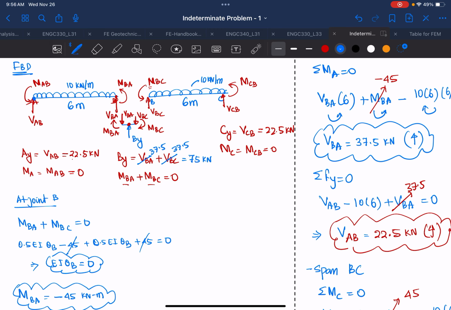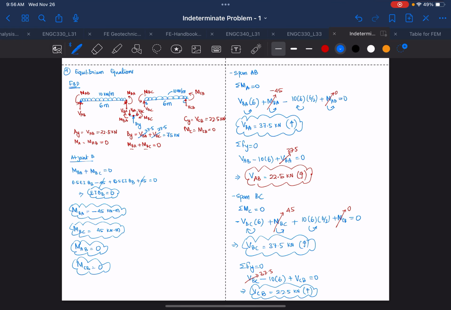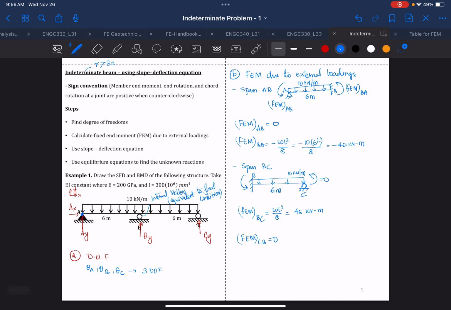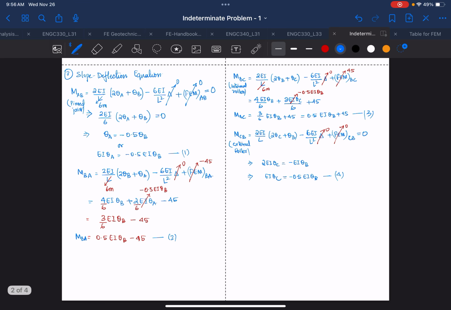Okay, so there you have all your support reactions. That's how we calculate all the unknown support reactions for the indeterminate beam. What was the question asked? Draw the SFD and BMD.